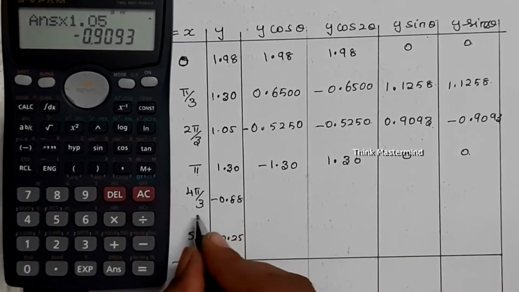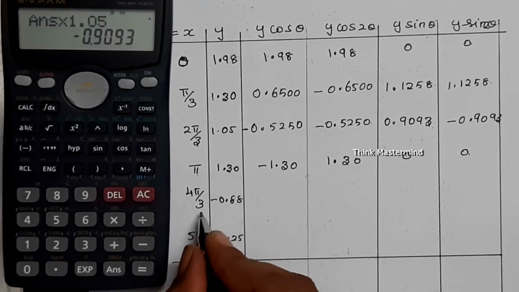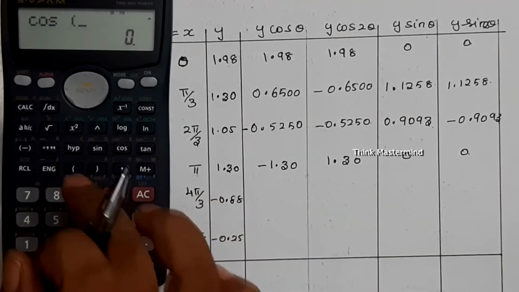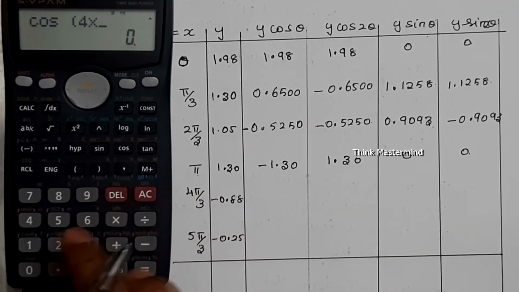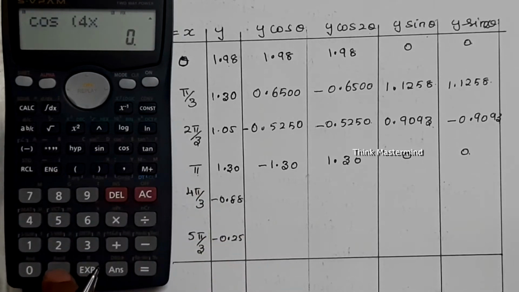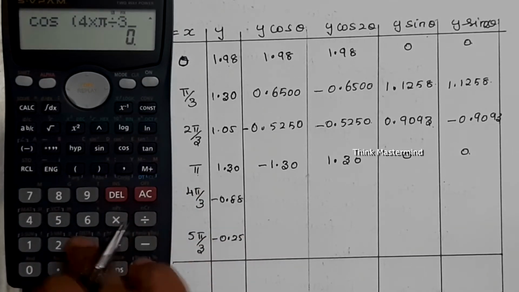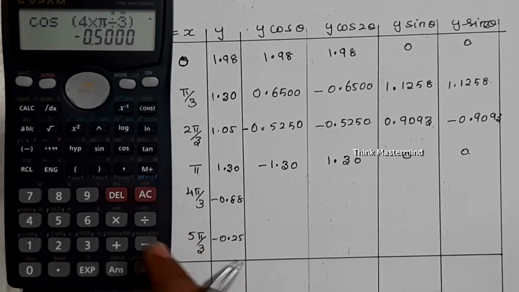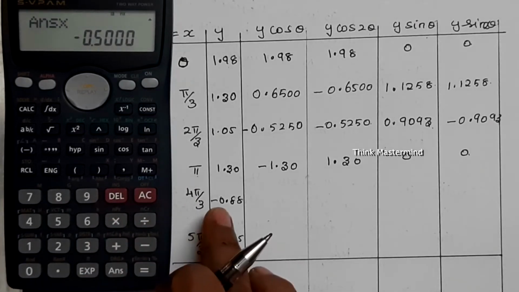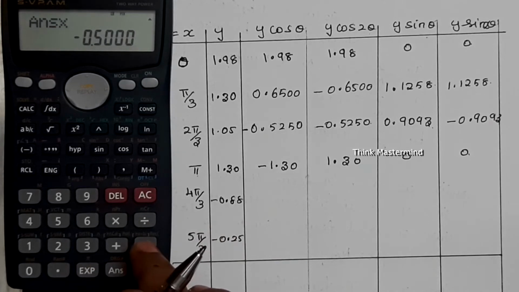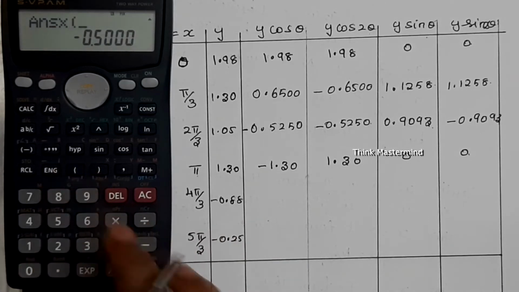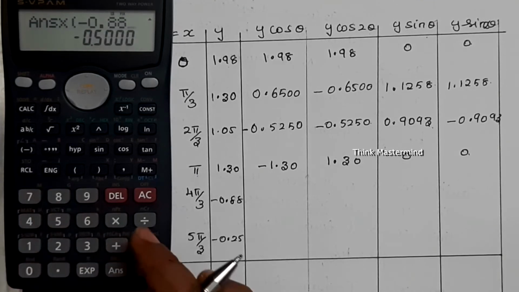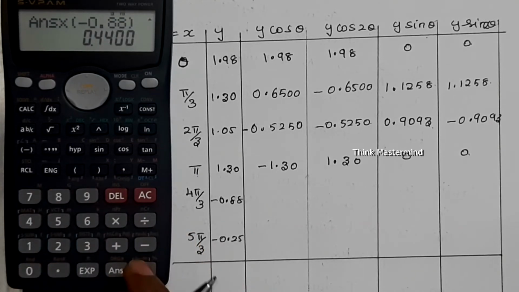Now it is already filled. Next we are going to 4 pi by 3. So cos of 4 pi by 3 is cos of 4 into shift pi divided by 3, is equal to minus 0.500 into the corresponding y value, that is, you write in the bracket, minus 0.88, close the bracket.